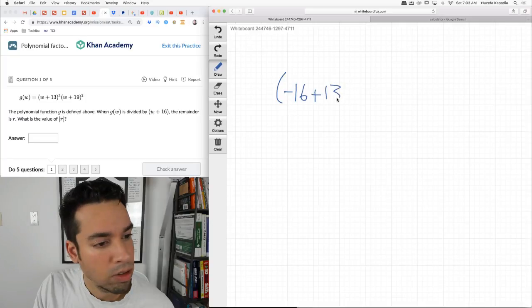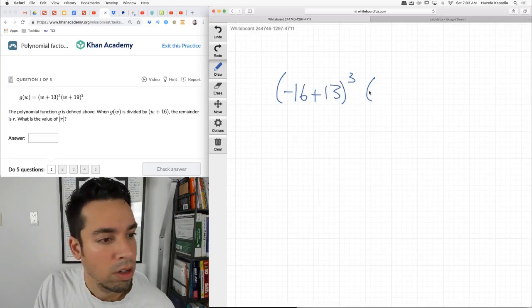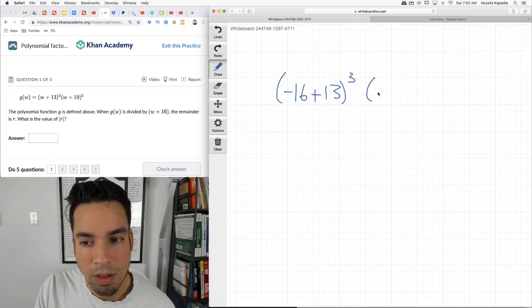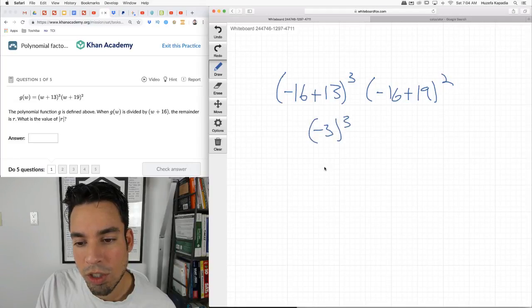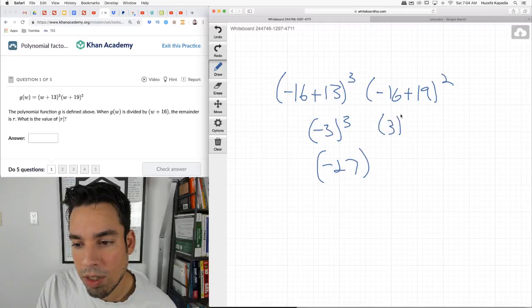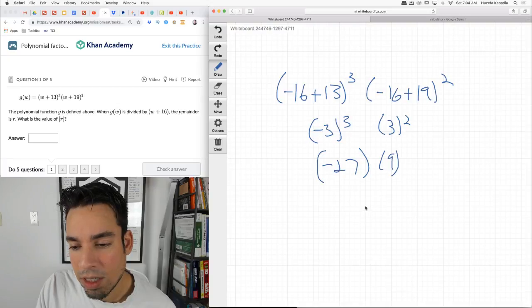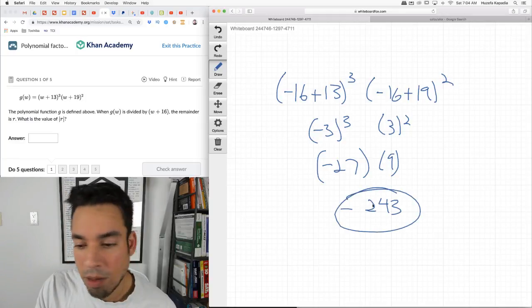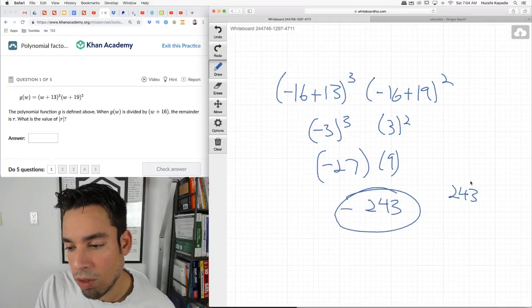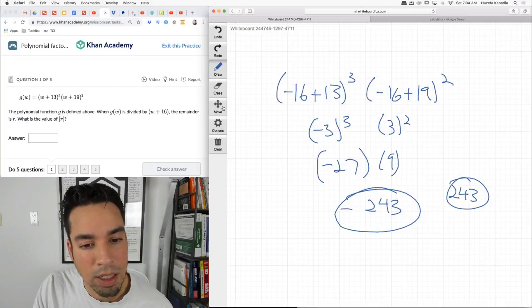Negative 16 plus 13 cubed. This is a calculator problem. 19 squared. So this is negative 3 cubed, which is negative 27, times this becomes 3 squared, which is 9. That's 180 plus 63. 180 plus 63 is 243, negative. Okay, so I think that's the answer. Well, the absolute value of that is positive 243, right?